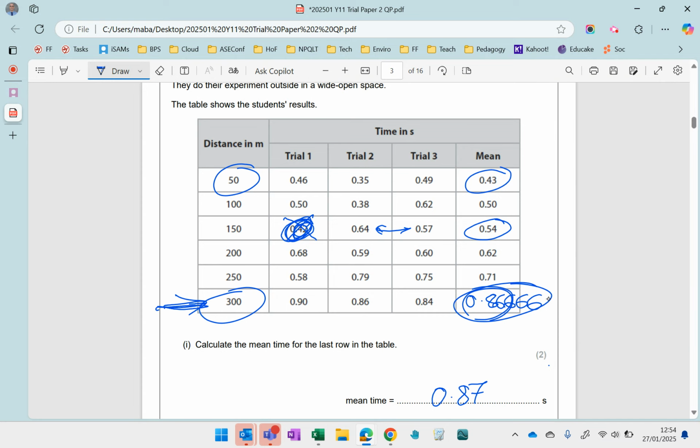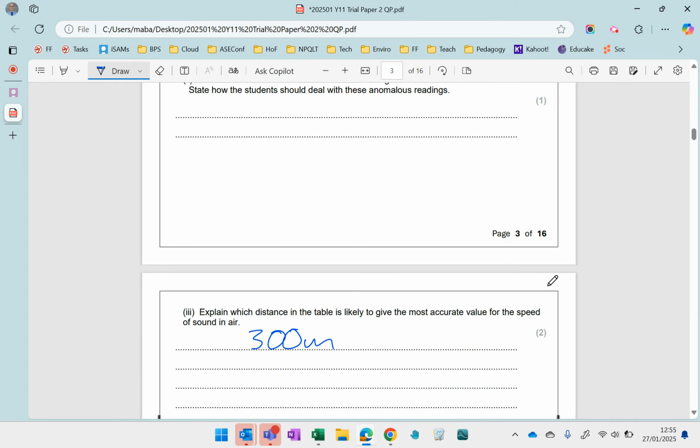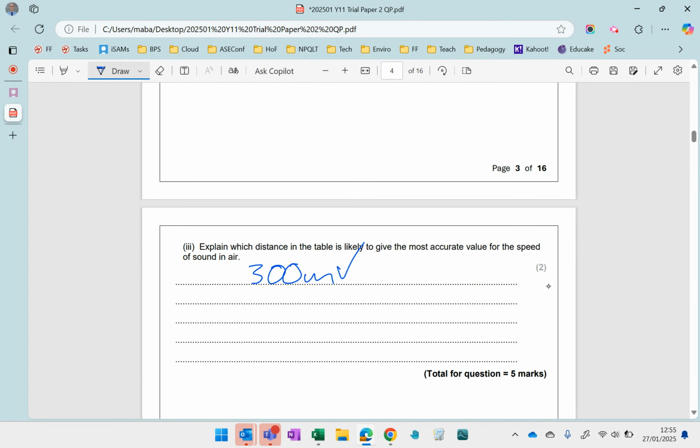Now, your reaction time will still affect this result here, but because it's over a much larger distance, your reaction time has less effect on the overall timing of the event. For the 300 meters, the reaction time is still there, but it's a smaller effect. So reaction time is less significant at greater distances. That's why this one is most likely to give you the most accurate result.